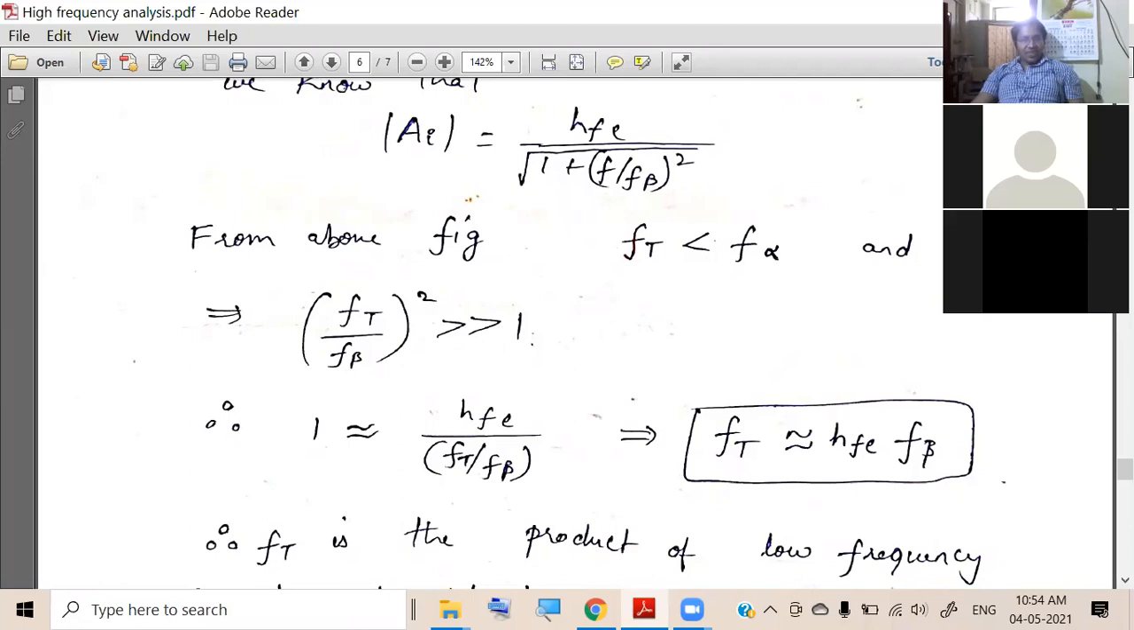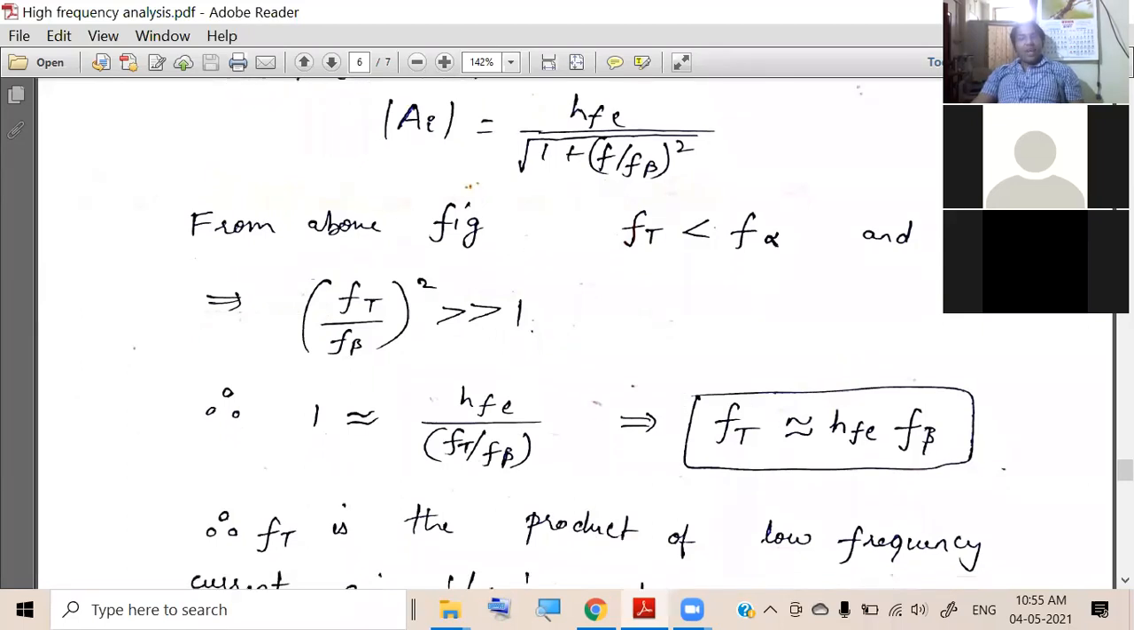So we can write 1 is equal to, neglecting this 1, because when f is equal to ft, this gain is becoming 1 from the graph. So 1 is equal to hfe by square root of ft by f beta whole square. Square root and square will cancel. If we cross multiply, this is the relation we get: ft is equal to hfe times f beta.